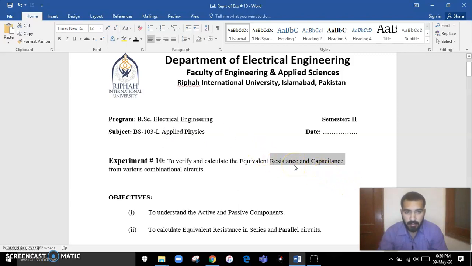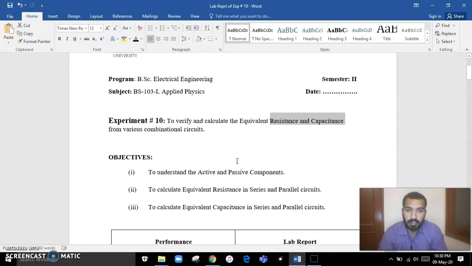My today's lecture is about resistance and capacitance. What is resistance and what is capacitance? How can we calculate the value of resistance and capacitance when these two components are in combinational circuits? Combinational circuits means when these components are in series, or in parallel. So how can we calculate the equivalent values, their total value? This lecture is all about these questions.